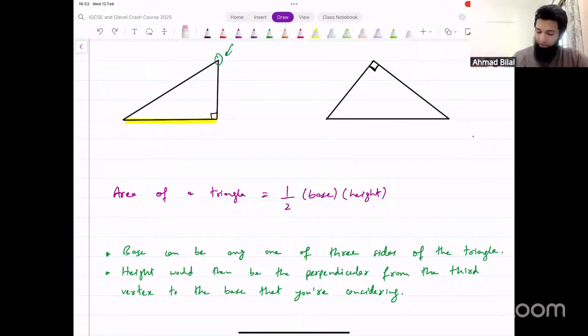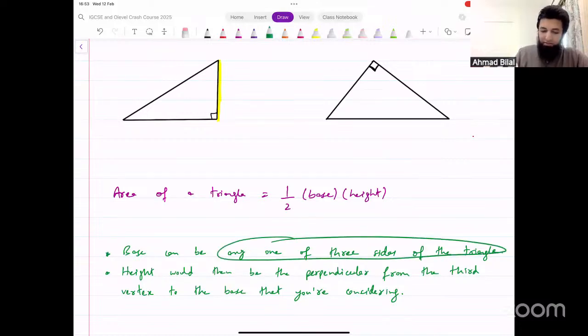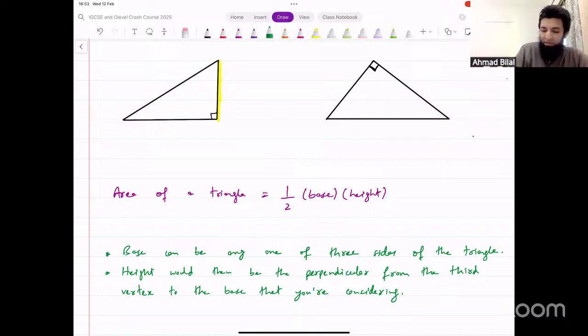Then another possibility could be that you consider this side as the base. That's also possible. Base can be any one of the three sides. So you can consider the vertical side as the base. You can say this is the base. Then what about the height? Height is going to be the line coming from the third vertex that is perpendicular to the base. What's the third vertex? This is the third vertex. So the line coming from this third vertex to the base that's perpendicular to it, that's going to be this line. So in this case, this can be considered the height.